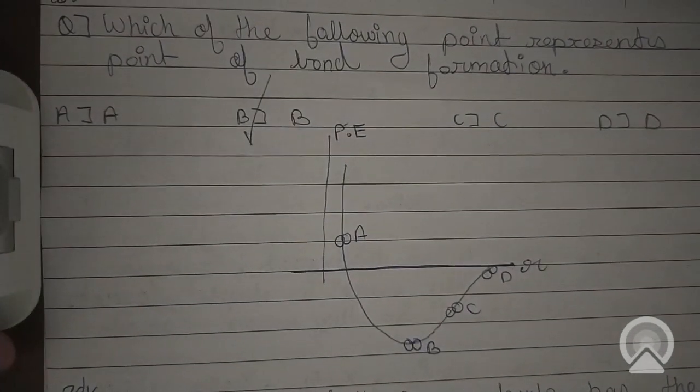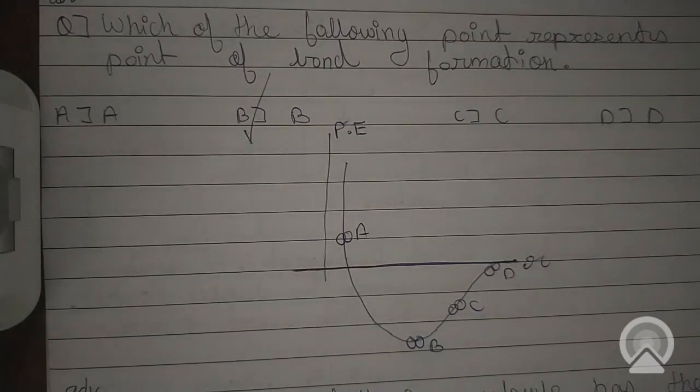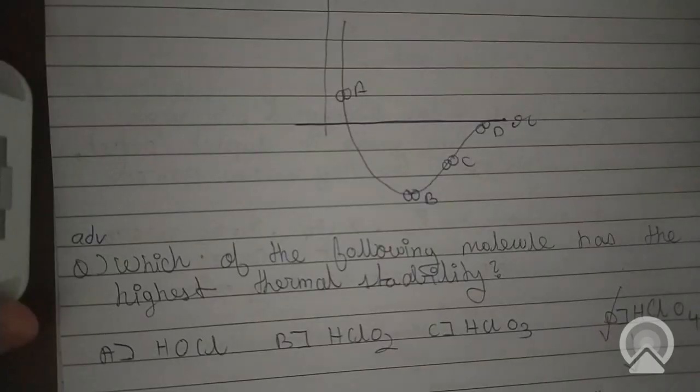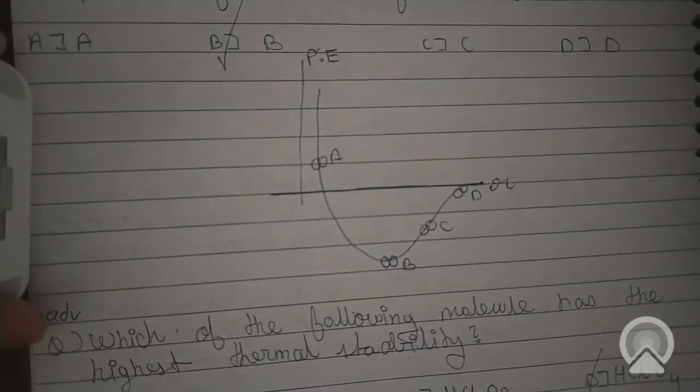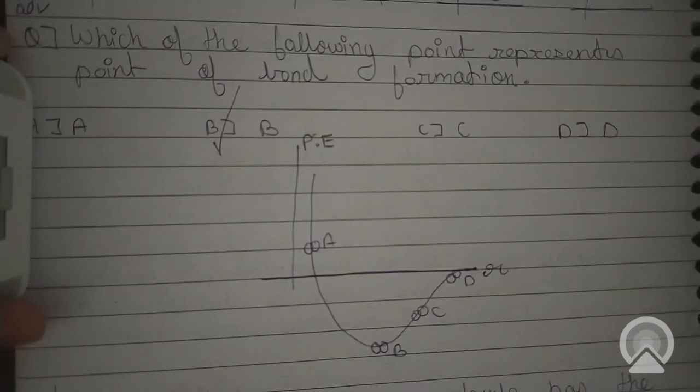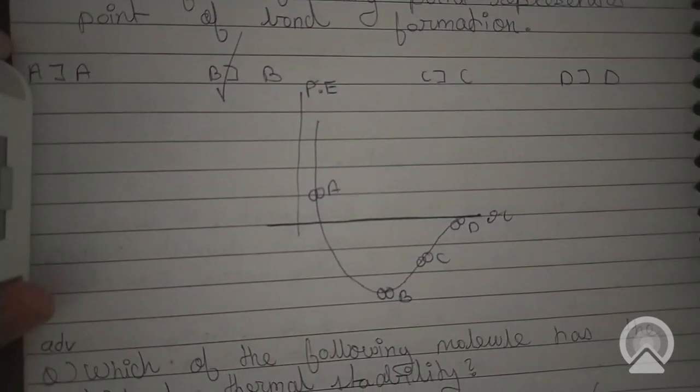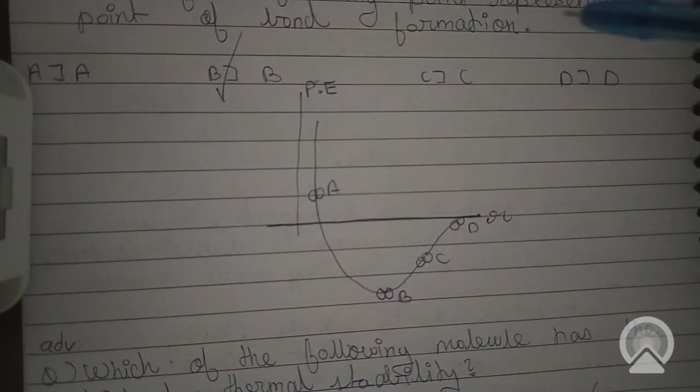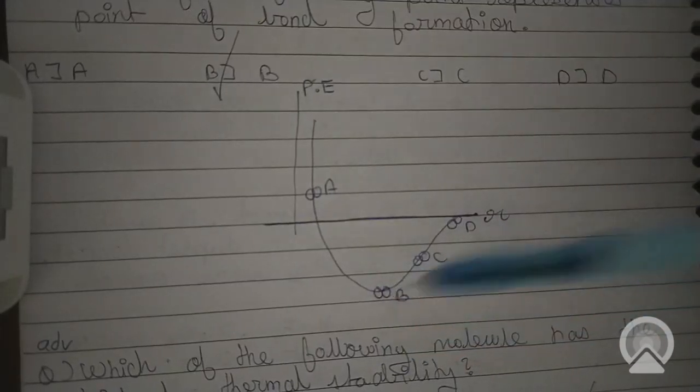Which of the following points represents the point of bond formation? Now it's a very easy question. Oh, my setup just fell down. Right. So, which of the following points represents the point of bond formation? So it's very easy. This is a potential energy graph, right? So we need to look for the least potential energy, and that's point B.